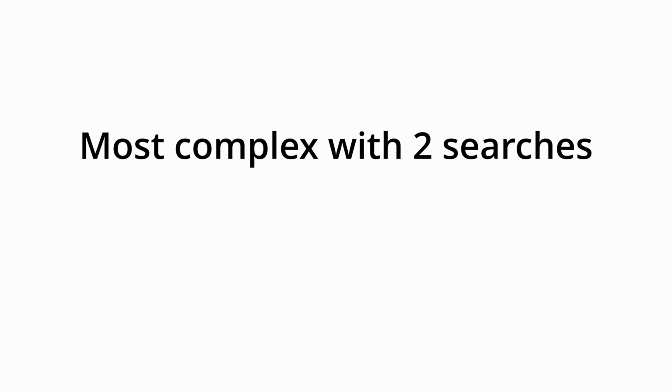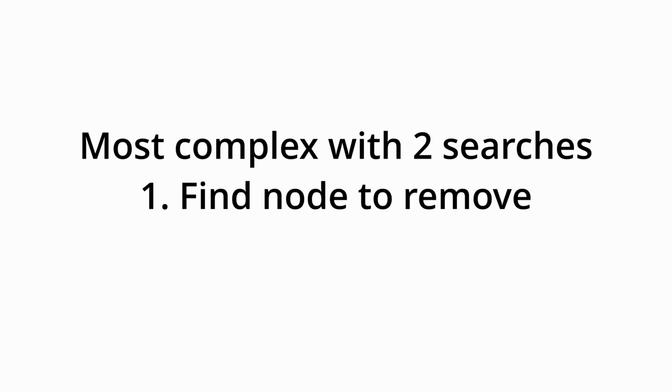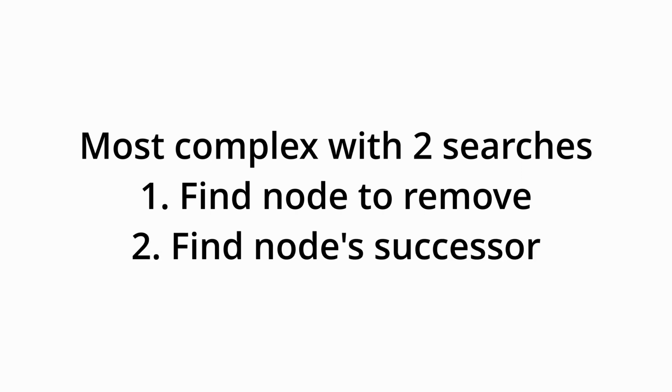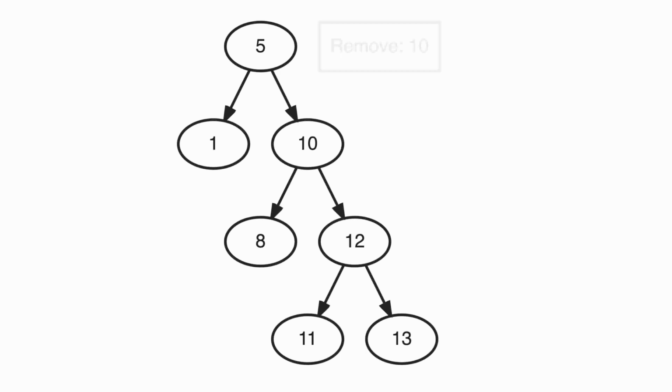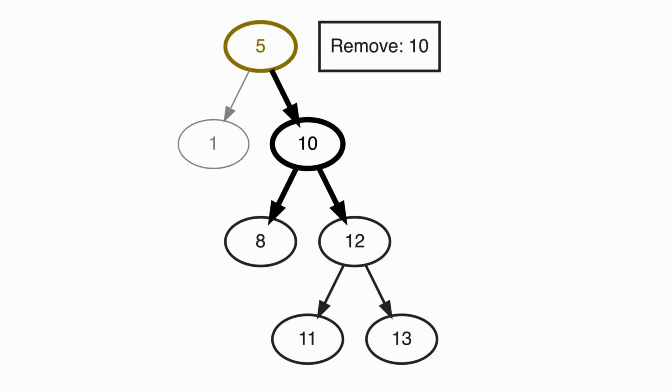Finally, we have the successor strategy. The successor strategy is the most complex of the removal strategies, since we do 2 searches. The first search is for the node we want to remove. The second search is for the node that will take the place of the removed node. For our example, we'll remove node 10. We start off by searching for the 10 node. Once we arrive at the node we want to remove, we start the second search for the successor.